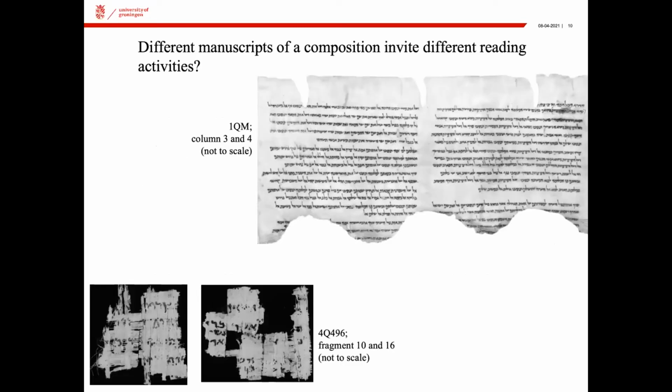So scholarship tends to group different redactions of a given composition together as one text within a corpus of literature, sometimes neglecting the possibility that there could be different reading practices connected to each of these manuscripts. A scroll such as 1QM might invite different types of reading activities than a version of the war's text on an opistograph. So this also, I would say, opens up questions about our understanding of issues such as genre.